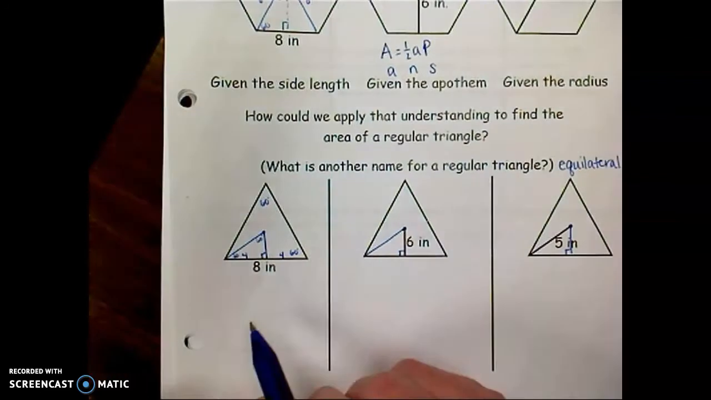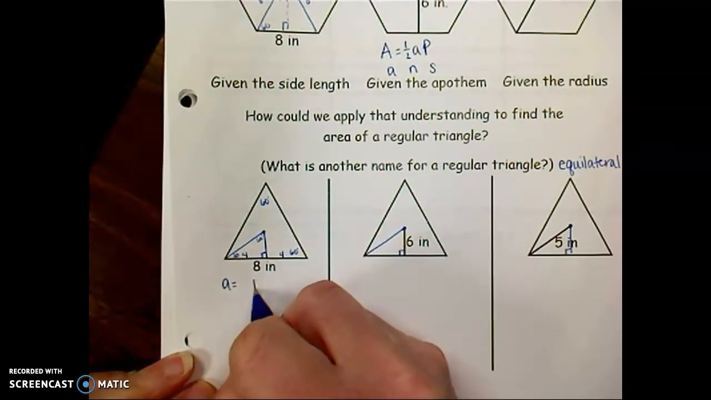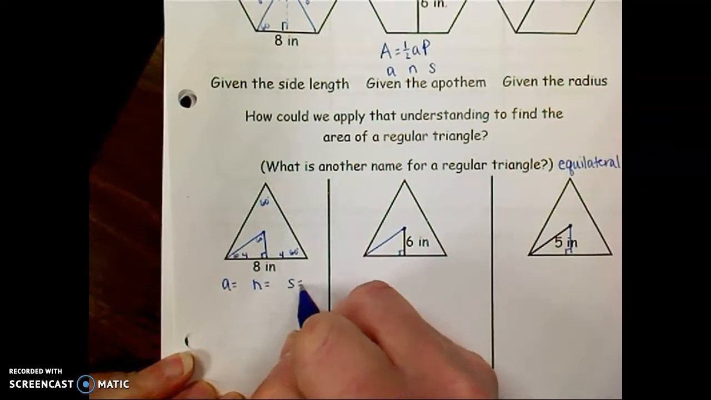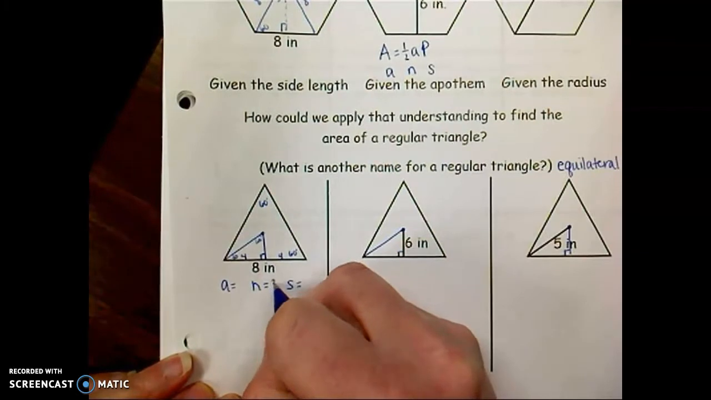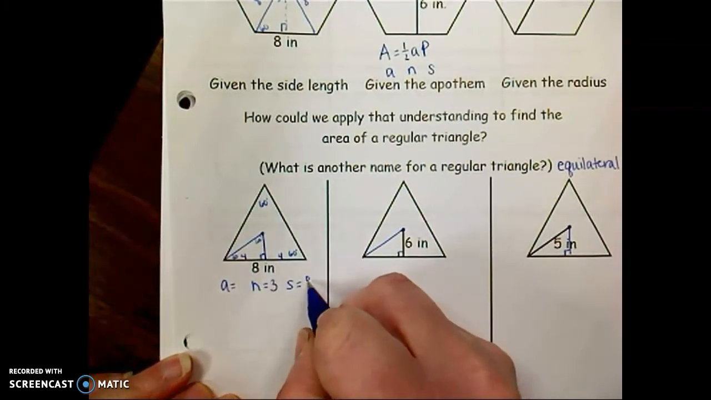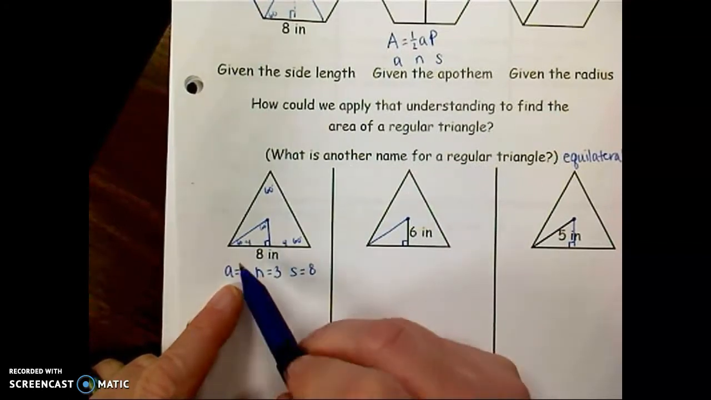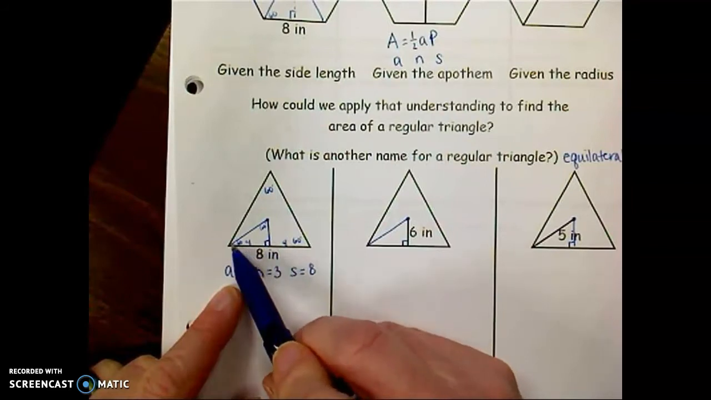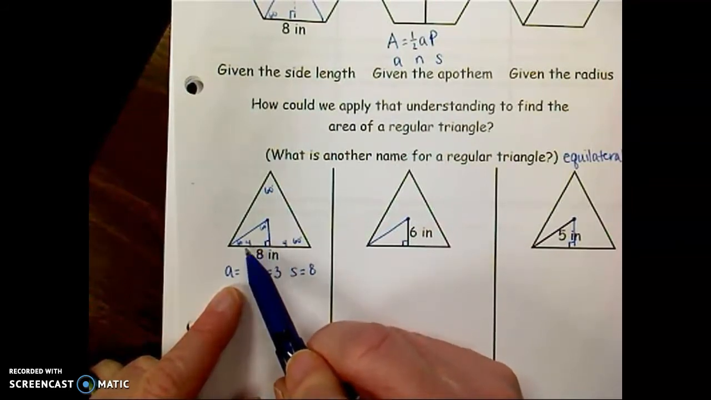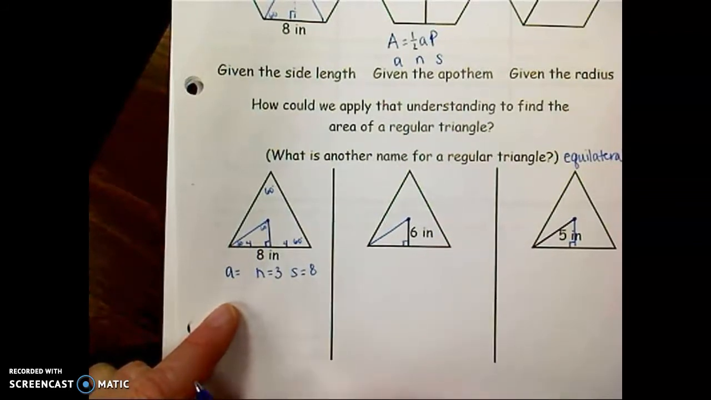So in this particular problem, remember, our goal is to find the apothem, the number of sides, and the side length. Well, all of these are going to have 3 sides because they're triangles. And on this one, we're given the side length is 8. So we just need the apothem length. So in this problem, remember, this apothem is a perpendicular bisector, so we know the long leg of that triangle is 4. We want to know the short leg because that's my apothem.